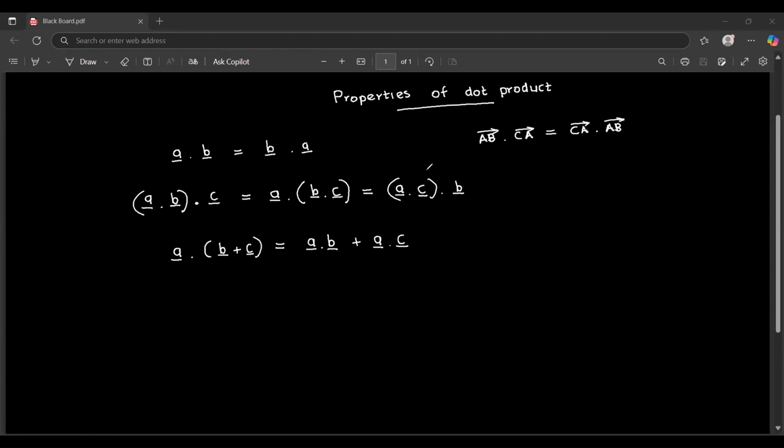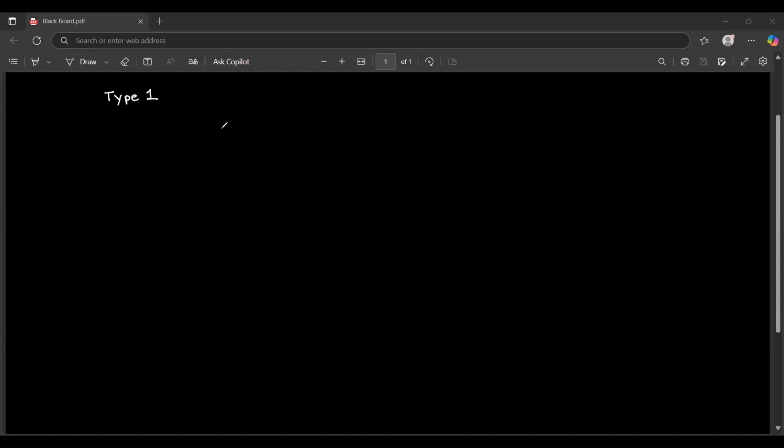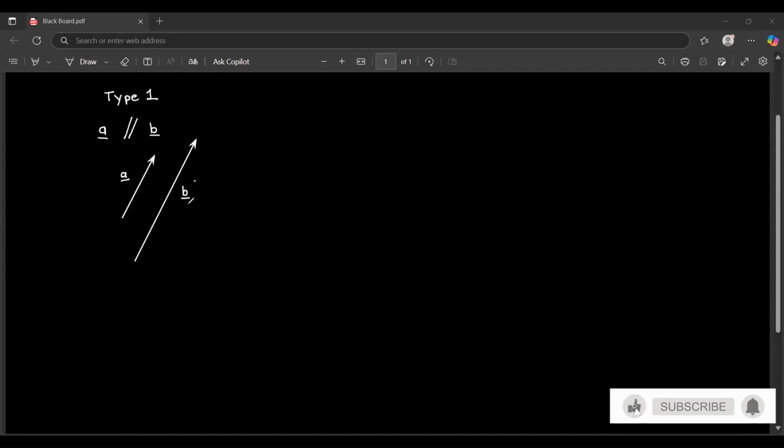Now I'm going to teach you some of the iconic things you can see in dot products based on the angle between the vectors. Let's say we have vectors A and B which are parallel to each other, which means the vectors should look like this. We have vector A and we have vector B. These two are parallel to each other. So what is the angle between them? Well, the angle between them in this case is equal to 0. Theta is equal to 0.